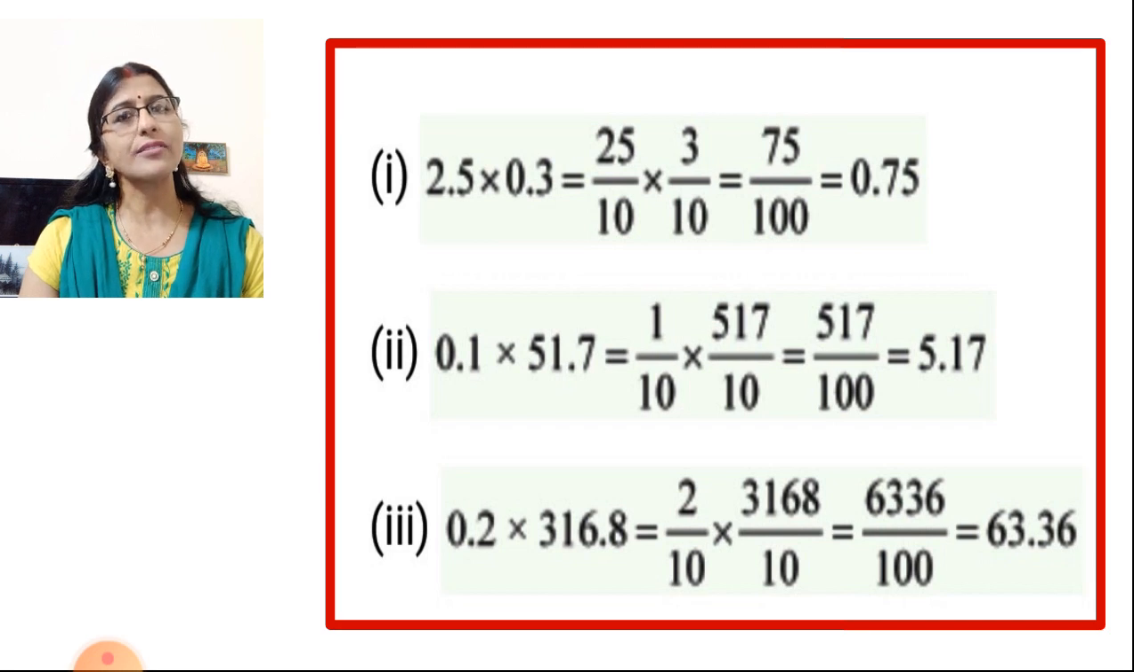Similarly, you can do the next question also. 0.2 multiplied by 316.8. Same way we are going to convert 0.2 into a fraction. You will get 2 upon 10.